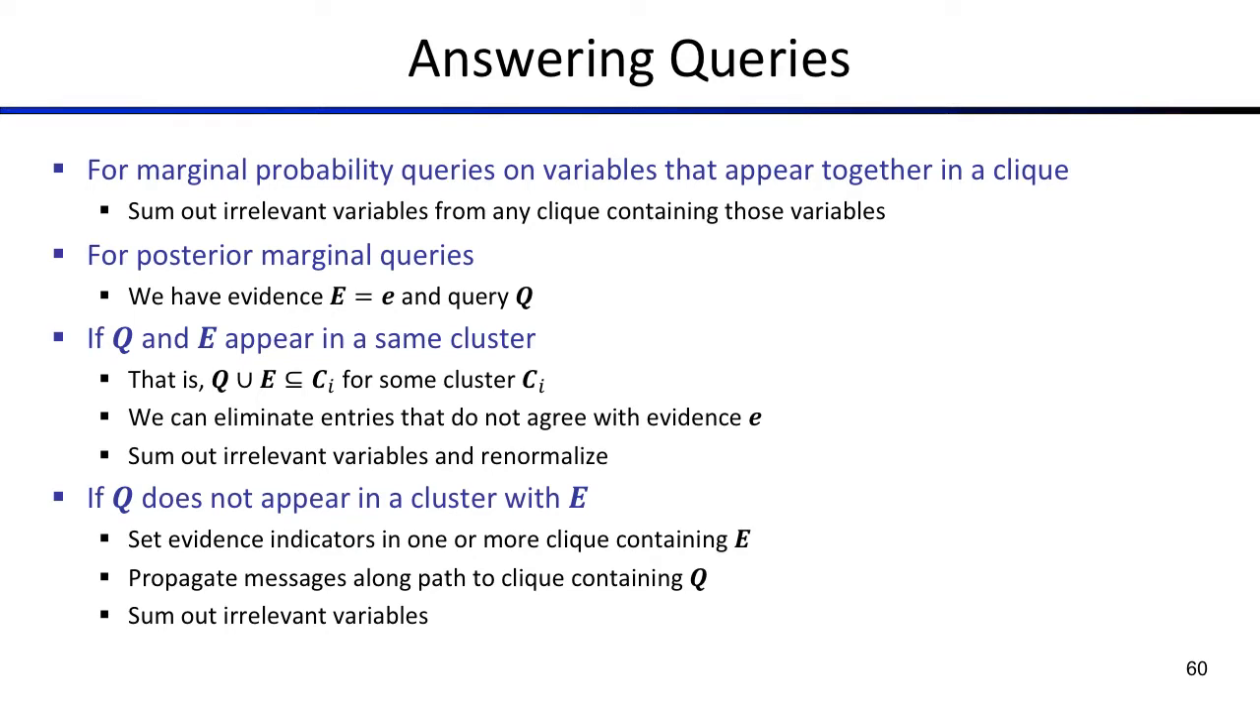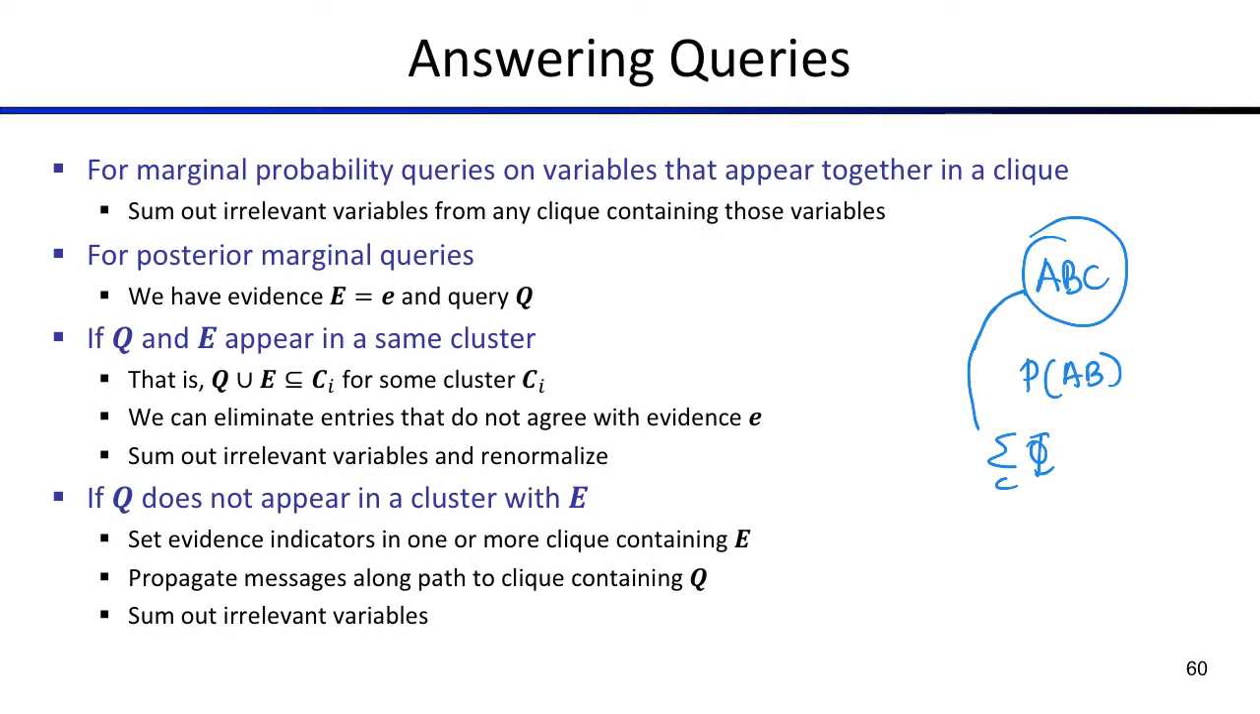So let's suppose that we have a cluster that has A, B, C, and I want to compute the probability of A, or of AB, or AC, or BC, or something like this. The only thing I have to do is take this factor and eliminate the variable that I'm not interested in. So I'm going to take this phi and sum out the variable C. It's going to be very simple to do.